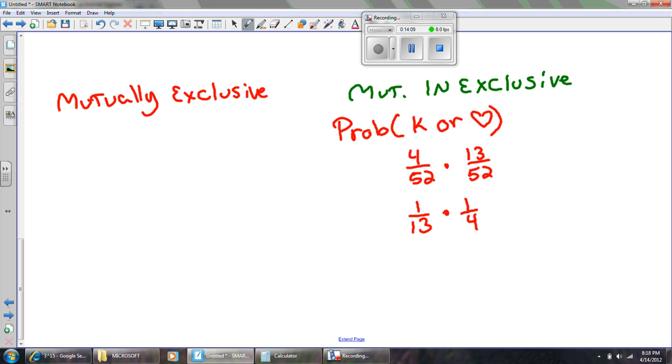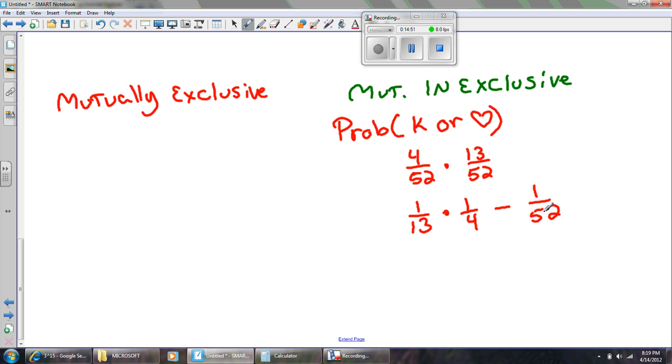The only problem is, the king of hearts has been counted twice. He's been counted here, in the unsimplified form, and he's been counted here. I don't want to count him twice. If I count him twice, my information is going to be incorrect. So I have to subtract off the possibility of getting the king of hearts one time. So what's the probability of getting the king of hearts? 1 out of 52.